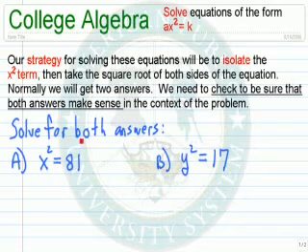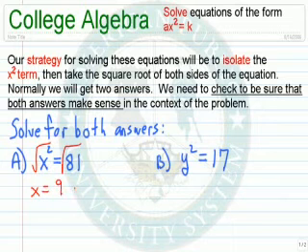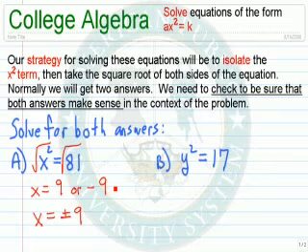As an example, solve for both answers. X squared equals 81. We can take the square root of both sides. So x has a value of 9 or a value of negative 9. Now there's a symbol in mathematics that includes both of these answers. It's plus or minus 9. So please notice this has two answers and this stands for two answers.